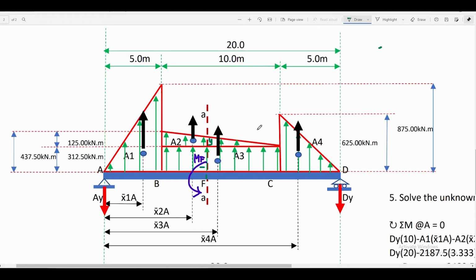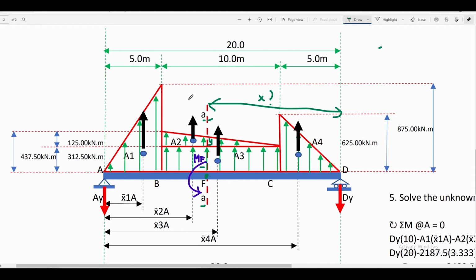It will be a simple problem if the location of point F from point D is given in the problem. We can just pass this cutting plane A dash A, then apply summation moment at point F, and then we can solve for the bending moment at point F of this beam. But since the distance from point D up to point F of the beam is still unknown in the problem, we have to find our way to solve first for this distance x.